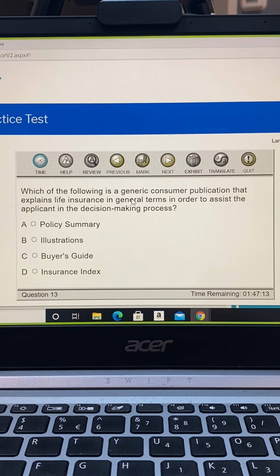Which of the following is a generic consumer publication that explains life insurance in general terms in order to assist the applicant in the decision-making process? Is that the buyer's guide? That's the buyer's guide, exactly.